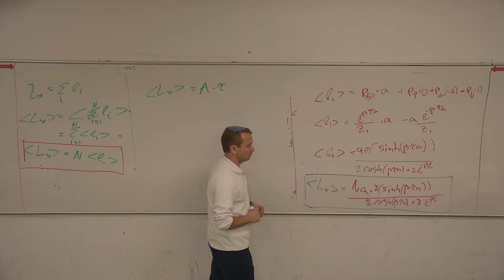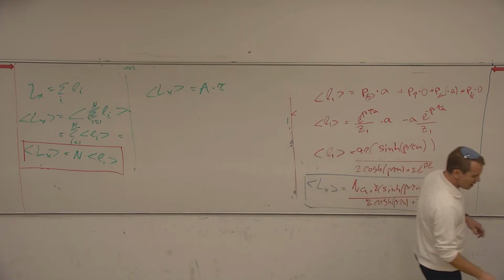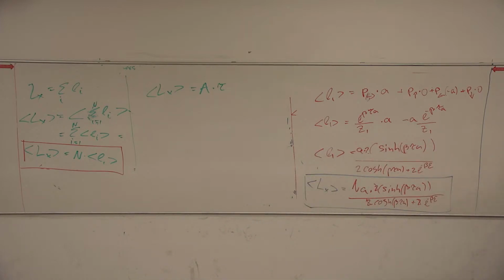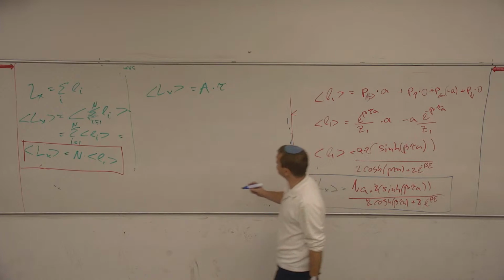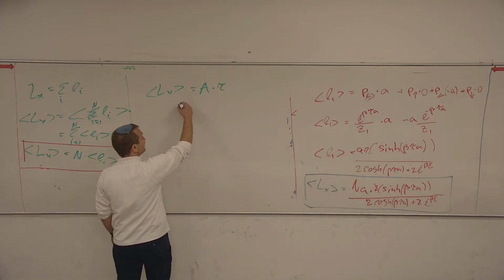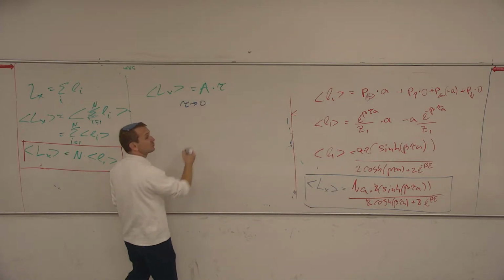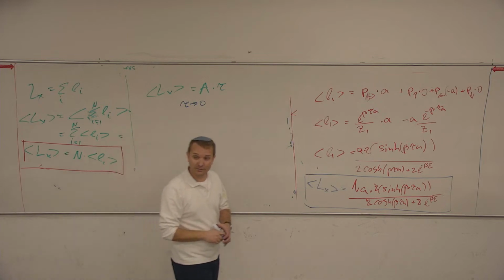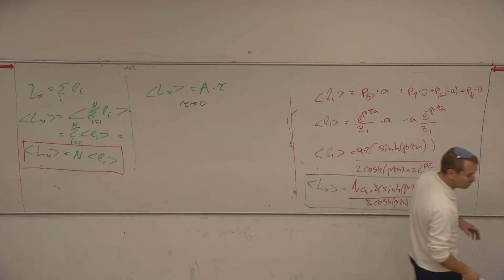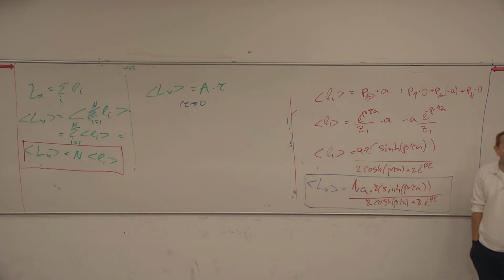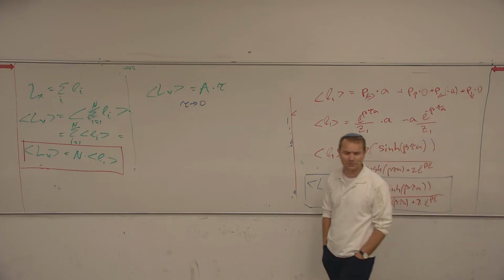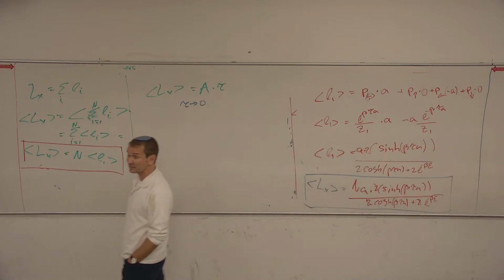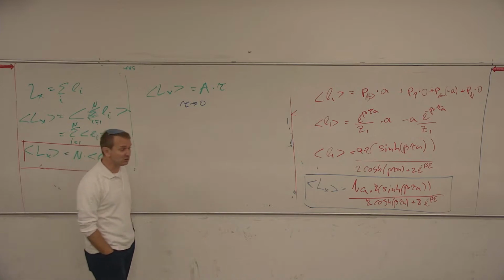I need to take the expression from here and look at the small tau limit, not temperature. This is only when tau goes to 0. When forces are large, I do not expect linear response. But when the forces are small, well, this is actually what happens, right?